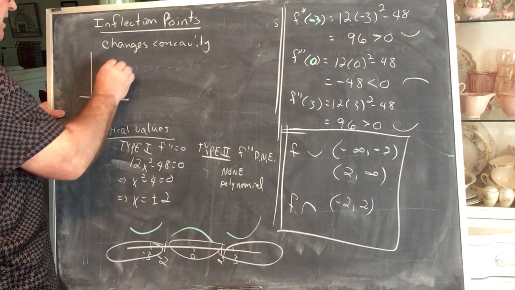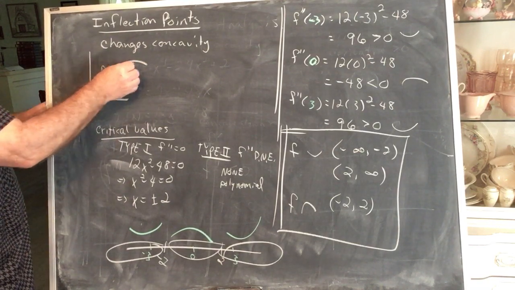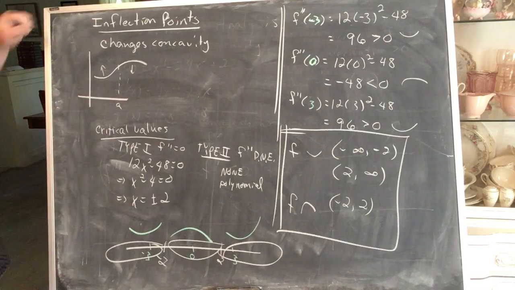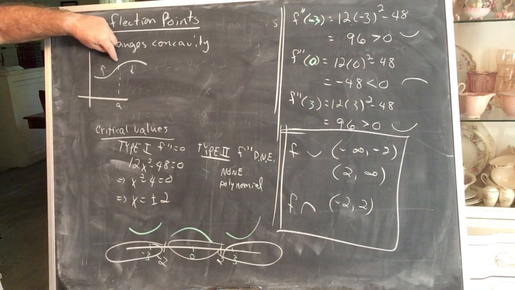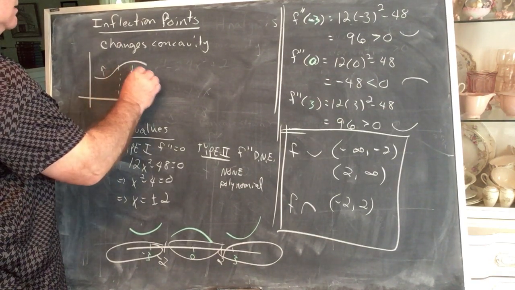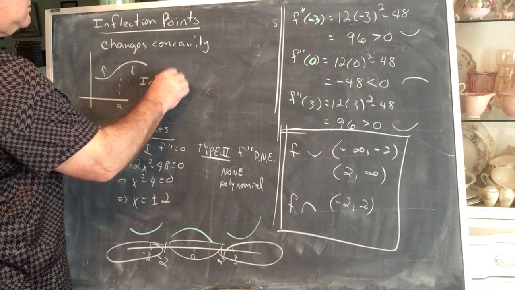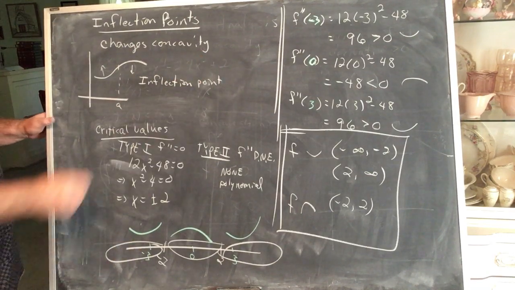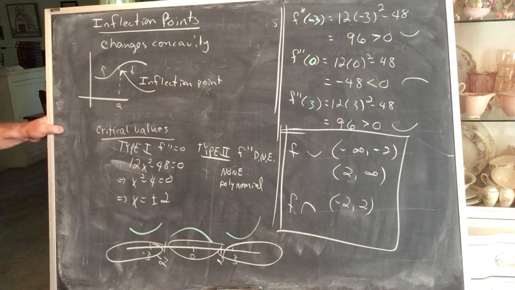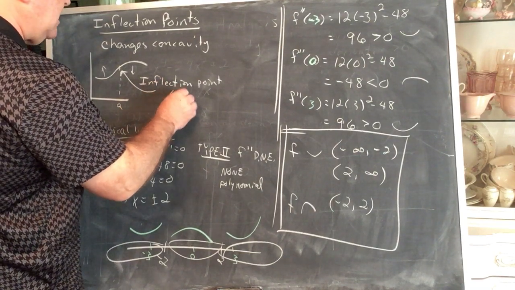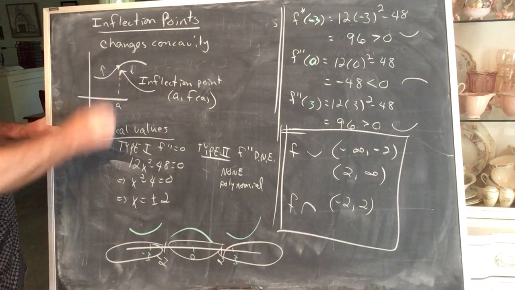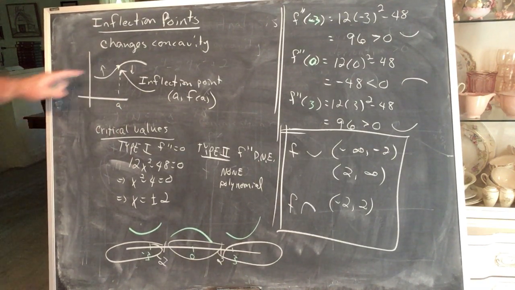So if we have a curve that does this, here it's concave up, here it's concave down, which means somewhere here it must have changed concavity. That value, where it changes concavity, is called an inflection point. The inflection point occurs at A, f of A. Whatever that value A happens to be, the coordinates of that point are A, f of A, an inflection point.